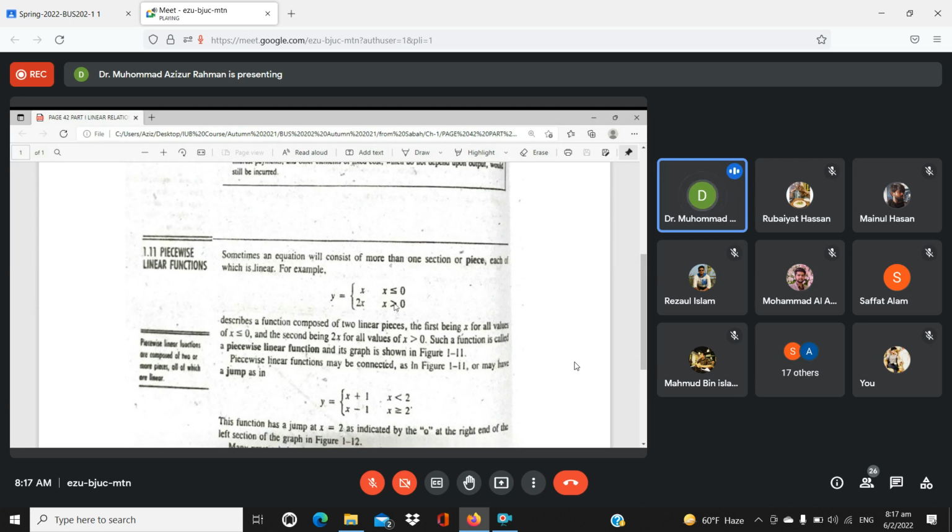So this function is composed of two linear pieces. That means y equals x is one linear function, y equals 2x is another linear function. So we can combine these two functions in one equation, but each has different conditions. If the value of x is less than or equal to 0, then we can write y equals x. If the value of x is greater than 0, then we can write y equals 2x.